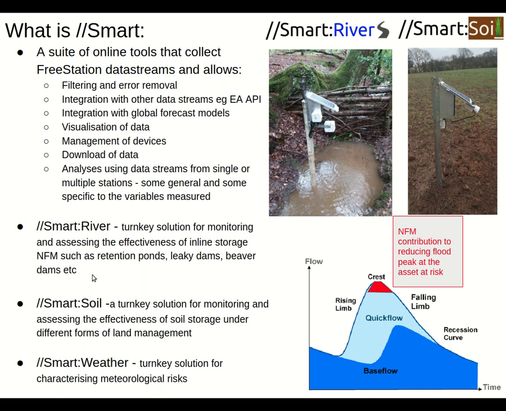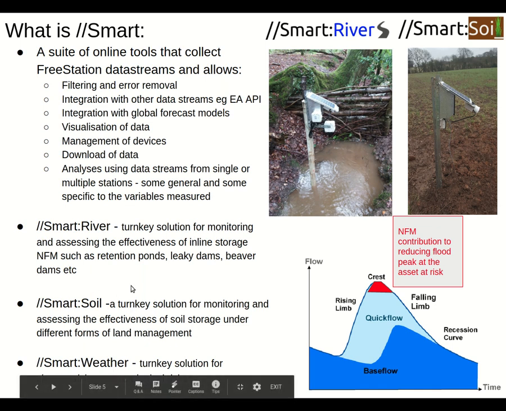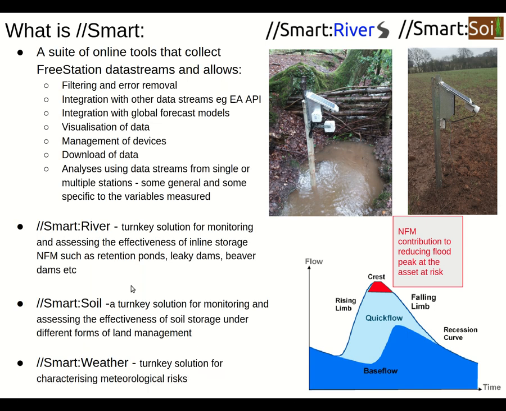So we have smart river, smart soil, smart weather. Smart river: the analyses are focused on analysing the effectiveness of inline storage, natural flood management such as retention ponds, leaky dams, beaver dams, etc. And we have devices in all of those settings. Smart soil is a turnkey solution for monitoring and assessing the effectiveness of soil storage of water under different forms of land management, such as conservation agriculture versus conventional tillage. And then smart weather is much more for characterizing meteorological risks, but also meteorological norms.